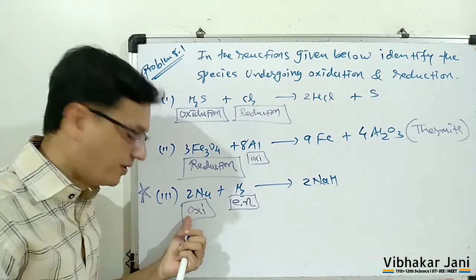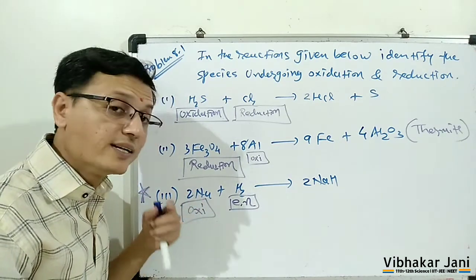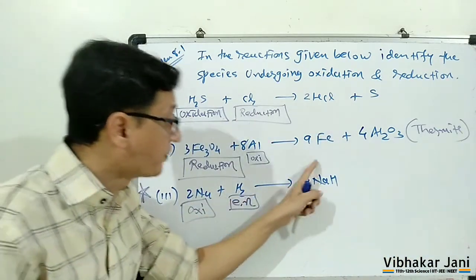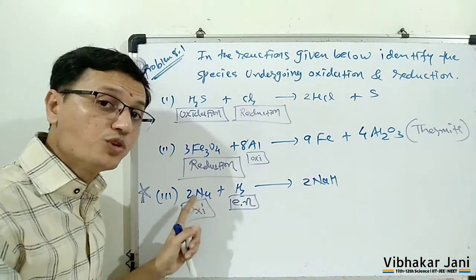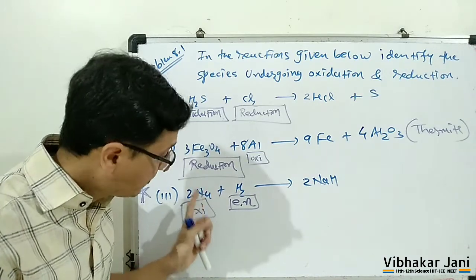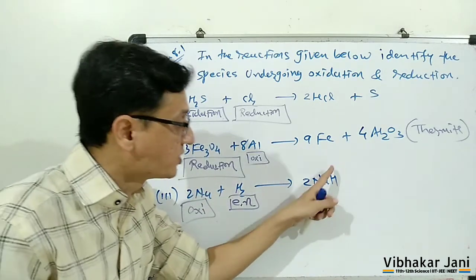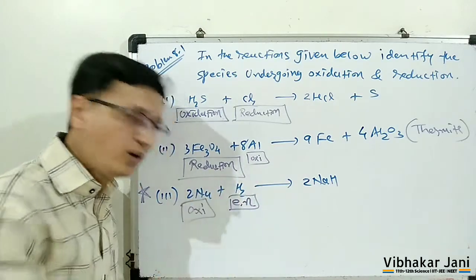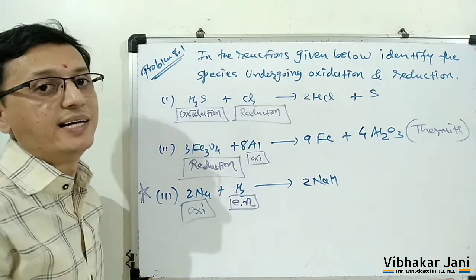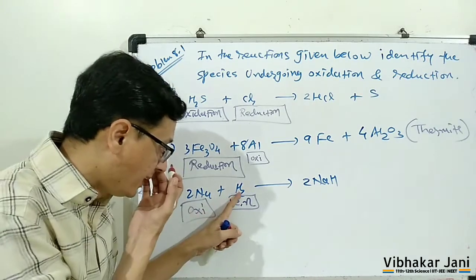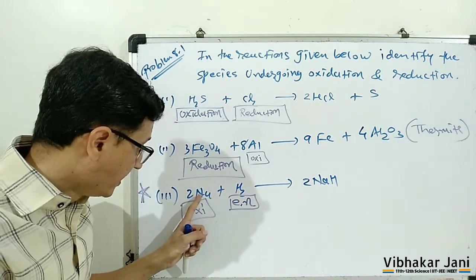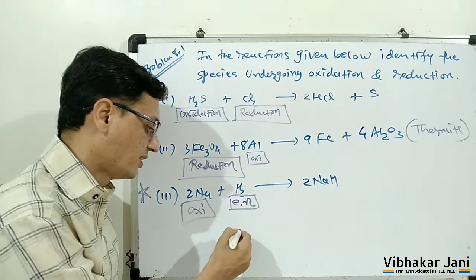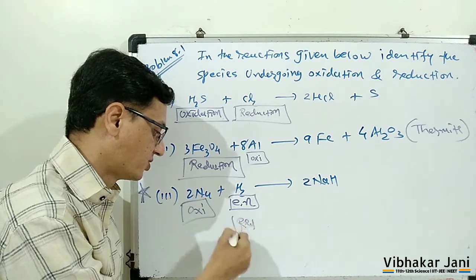Therefore, sodium is having oxidation, and in the second view, sodium is removing its electron to become Na plus, and the electron which was donated by sodium is accepted by hydrogen to become H minus. Therefore, sodium is having oxidation, and hydrogen which is accepting the electron, or we can say that this hydrogen is attaching with an electropositive species which is sodium, therefore this hydrogen is having reduction.